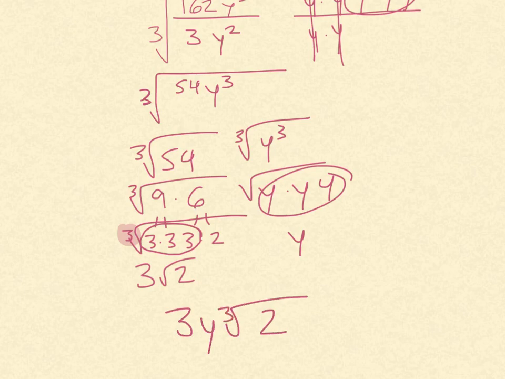Remember, if we still have to do the root, we have to keep the index the same as what we started with. So since we started the original problem with a cubed root, we have to have our answer with the cubed root. That's it? Yep. So this is our final answer. Too much work, though. It is a lot of work. Can you make it more simple?